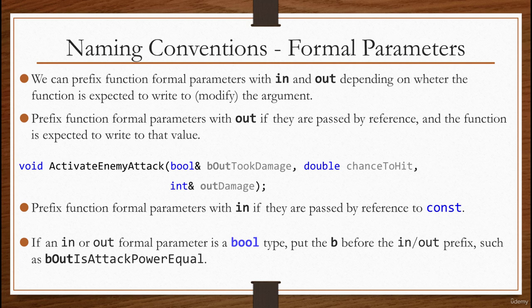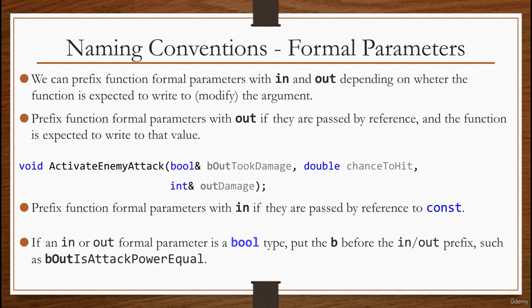So we can prefix function formal parameters with out if they are passed by reference, and the function is expected to write to that value. So instead of using the R prefix, we can prefix out. But what in the case if we simply want to pass something in by reference to const, so the function is not going to write, or in other words modify, the argument? Well, in that case we can prefix the function formal parameters with in.